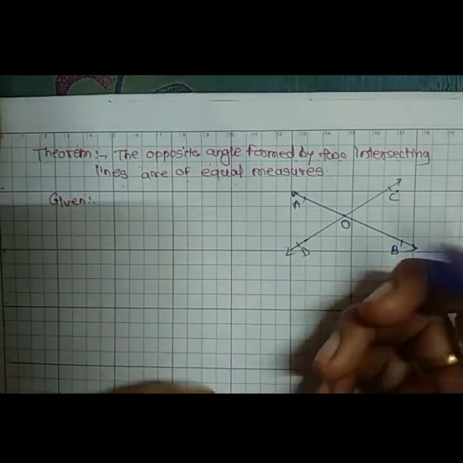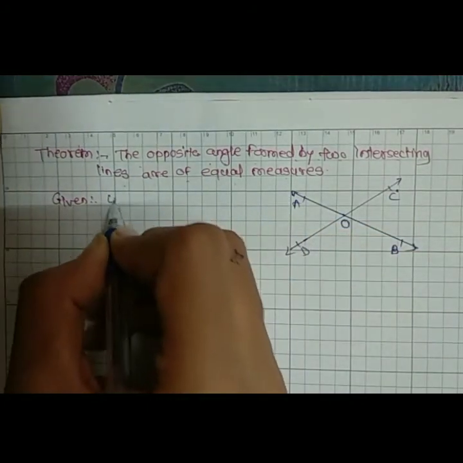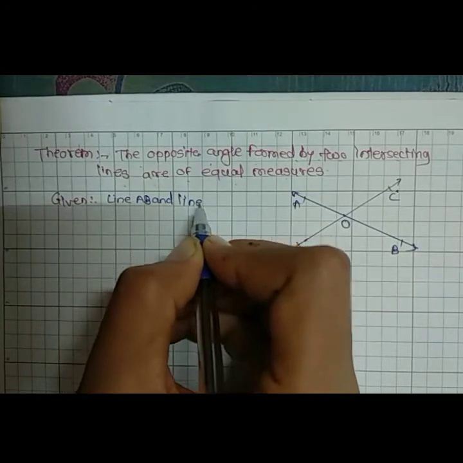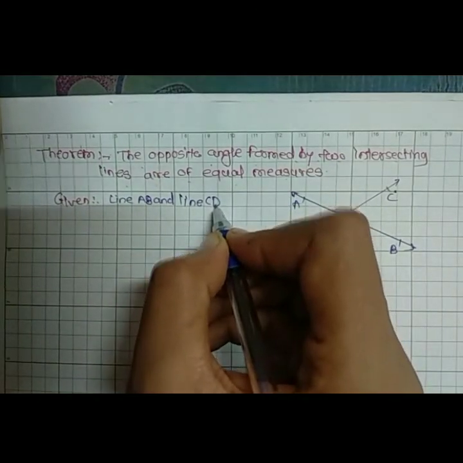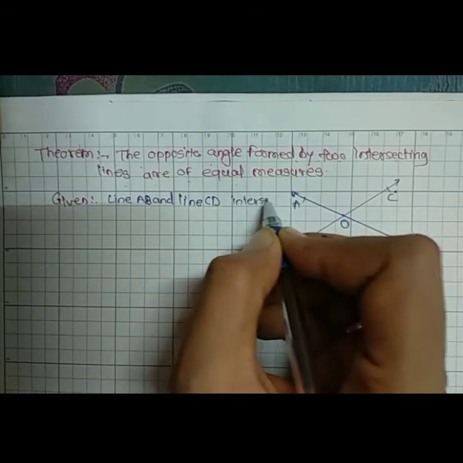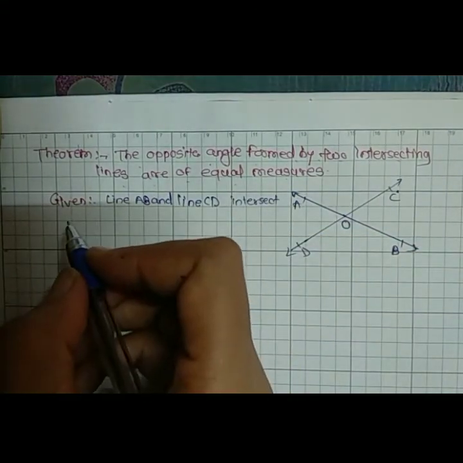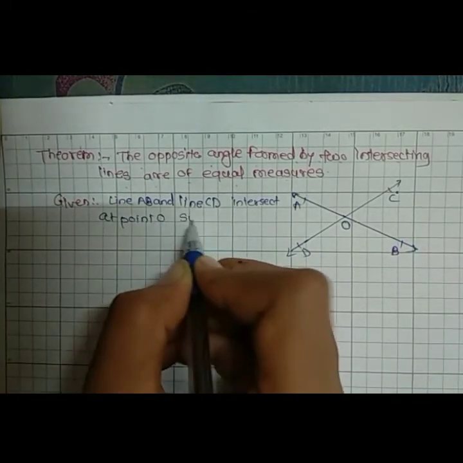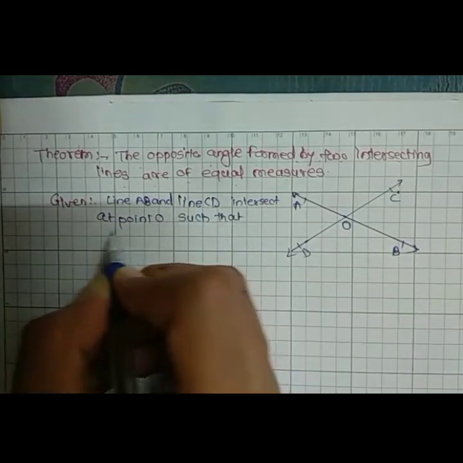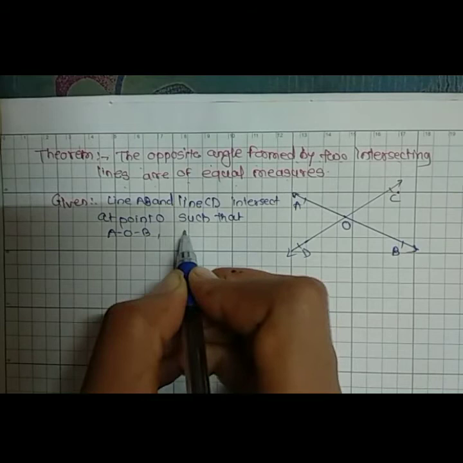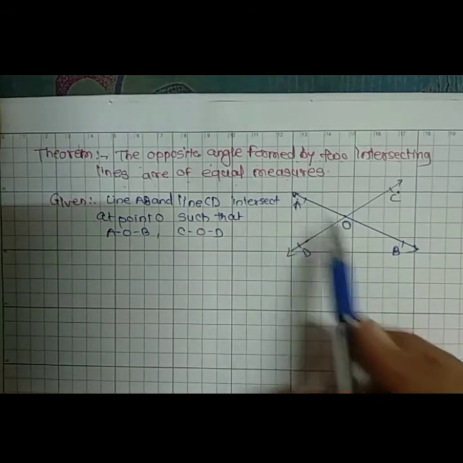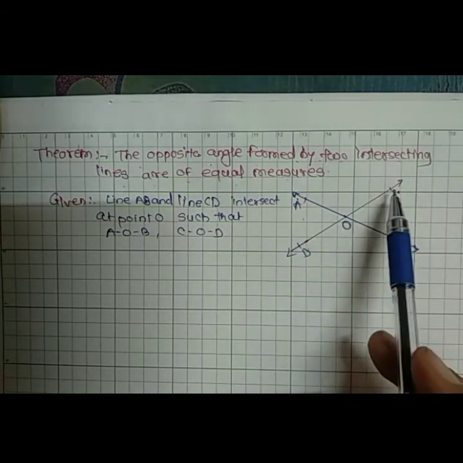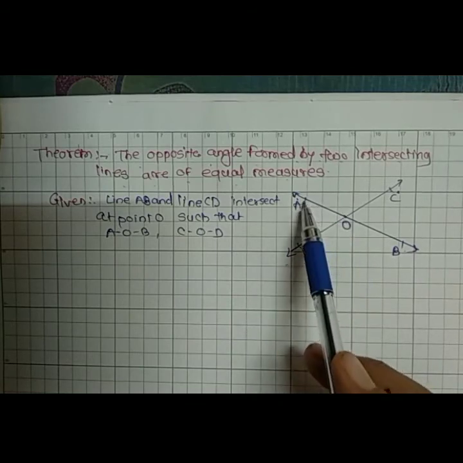So write in given: line AB and line CD intersect at point O such that A-O-B and C-O-D. It means AOB and COD are collinear points. AOB is collinear, COD is collinear, and point O is between A and B and between C and D.